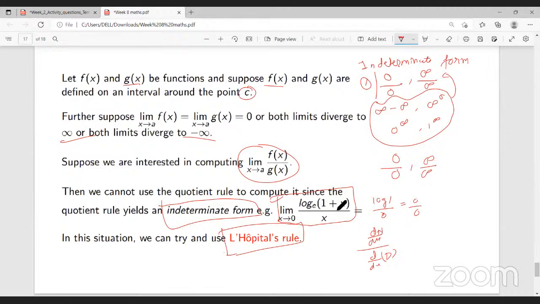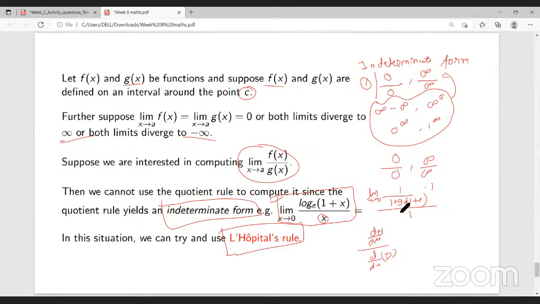If I differentiate this function, again, this is a composite function, right? What is the derivative of log of 1 plus x? It is 1 by 1 plus x, and the derivative of x is 1. Now if I apply the limit x tends to 0, what will it be? It will be 1 by 1 plus x.